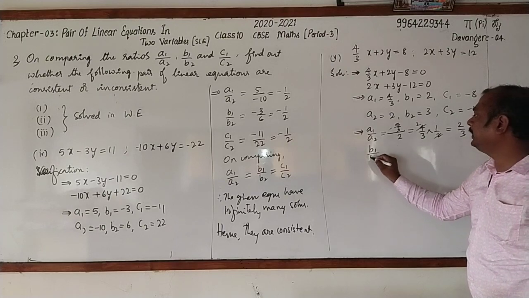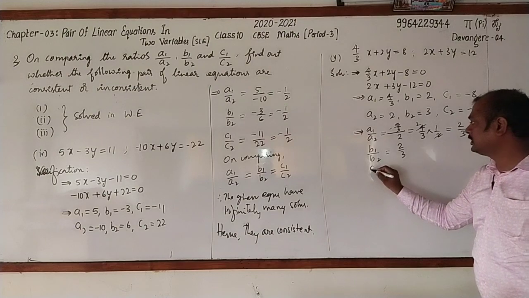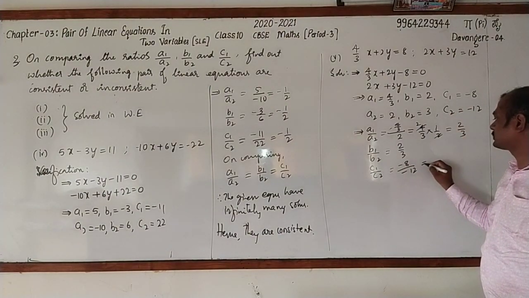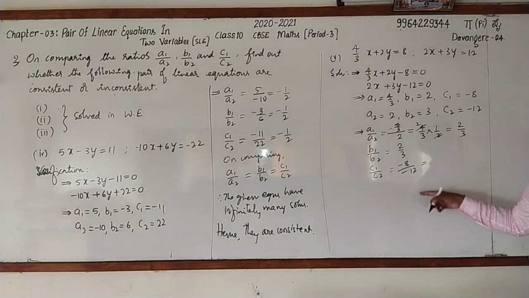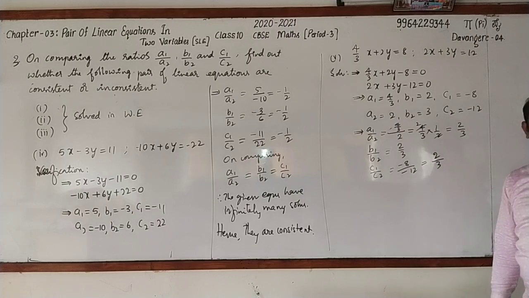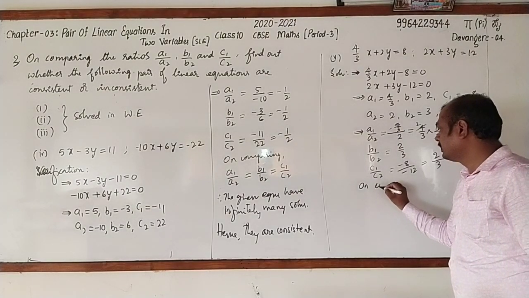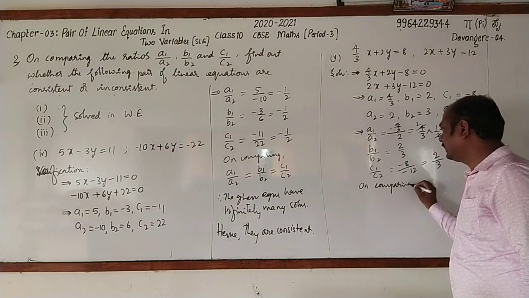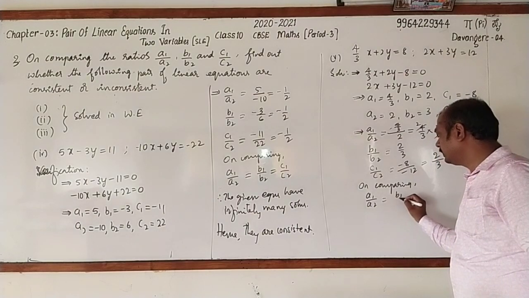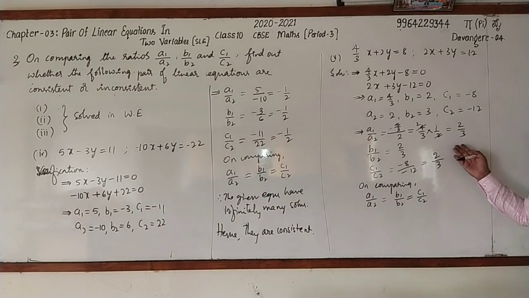What about B1 by B2? This is 2 by 3. C1 by C2, where C1 is minus 8, C2 is minus 12, minus minus get cancelled, both are the multiples of 4. Hence 4 2s are 8, 4 3s are 12. This is also 2 by 3. Compare all the three ratios. On comparing, we can write what? A1 by A2 is equal to B1 by B2 is equal to C1 by C2, that is equal to 2 by 3.